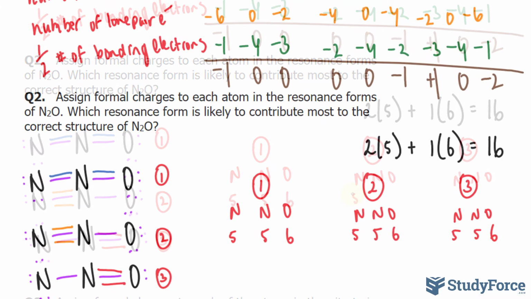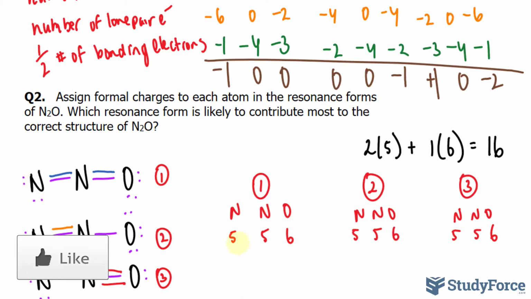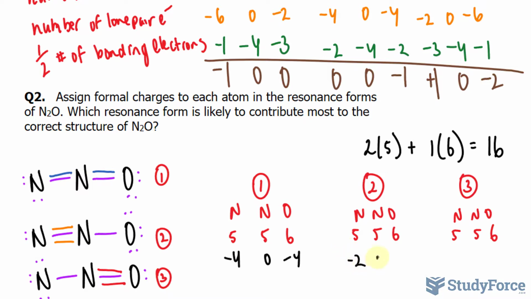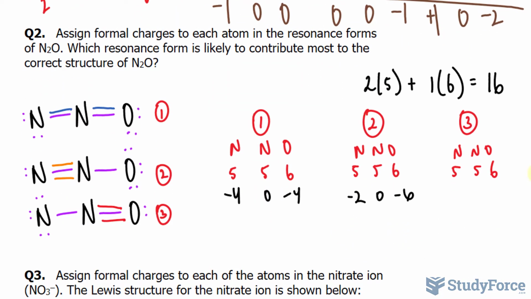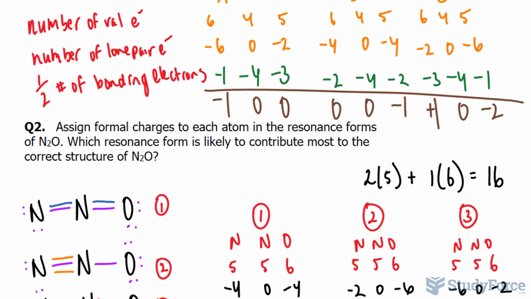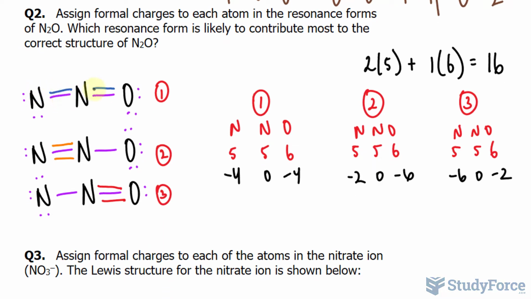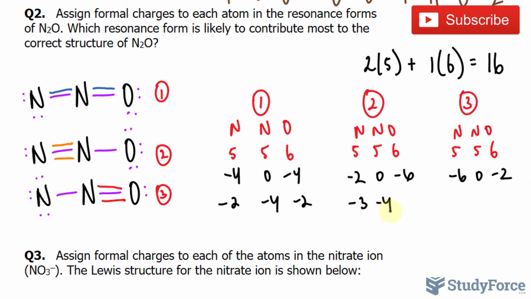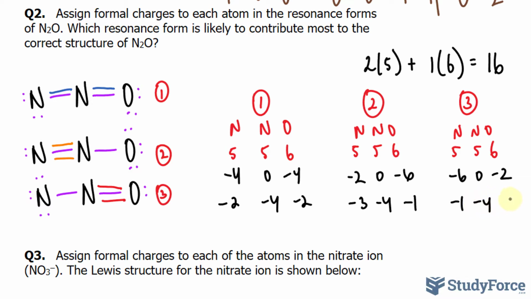Next, we account for the number of lone pairs. This has -4. This has none. This has -4. I'm counting the dots. This has -2, none, and -6. Here we have -6, 0, and -2. Lastly, the number of bonding electrons. So for this nitrogen, it's 1, 2. Write it down as negative. For that, it's -4. And for this oxygen, it's -2, -3, -4, -1, -1, -4, and -3.